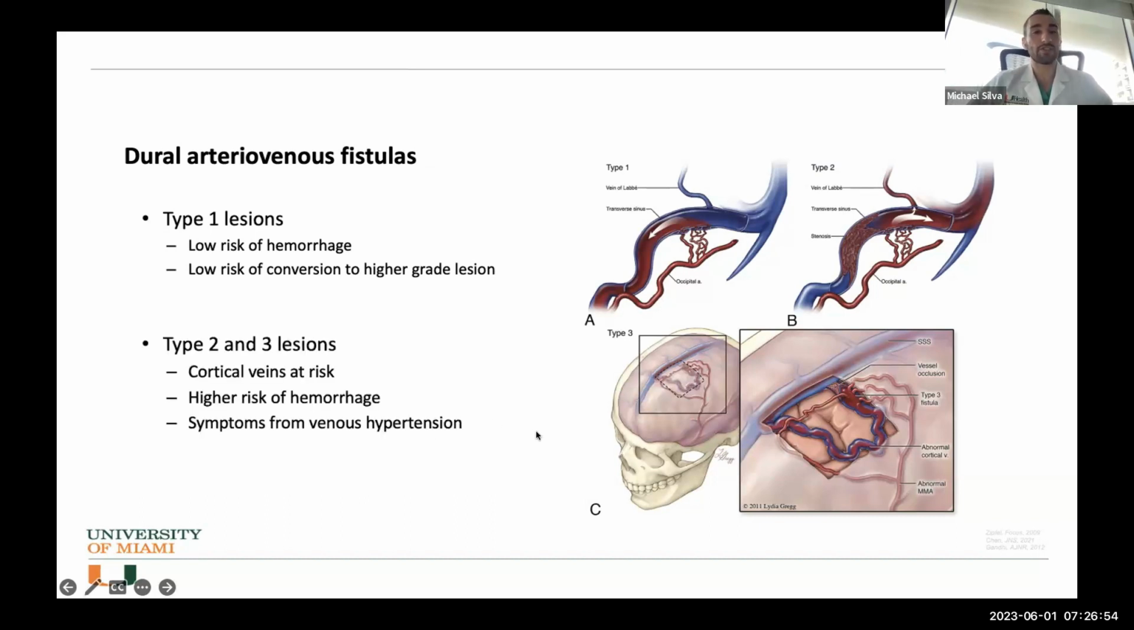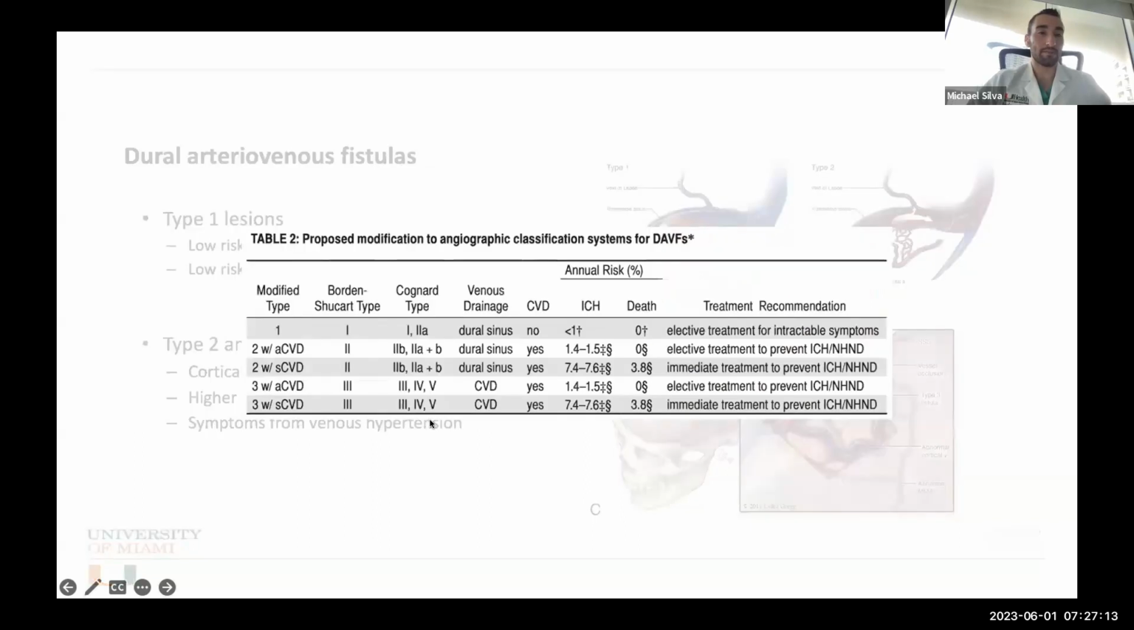So type 2 and 3 lesions, these are the lesions where the cortical veins are at risk and you have a hemorrhage risk, because these are delicate veins that can then bleed intracranially. The symptoms here tend to be from venous hypertension, and like I said, the biggest thing that we worry about is hemorrhage, and this is why these are often treated.